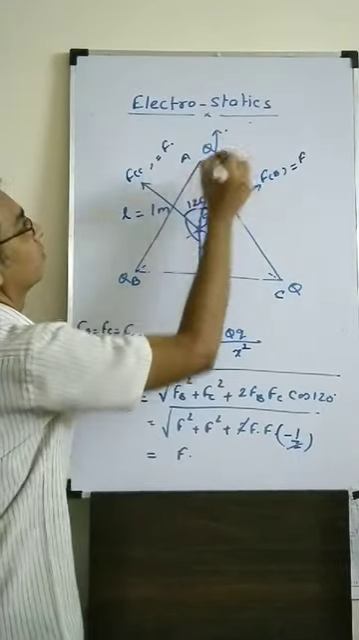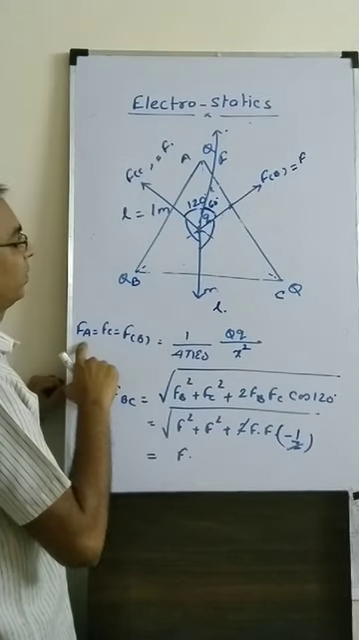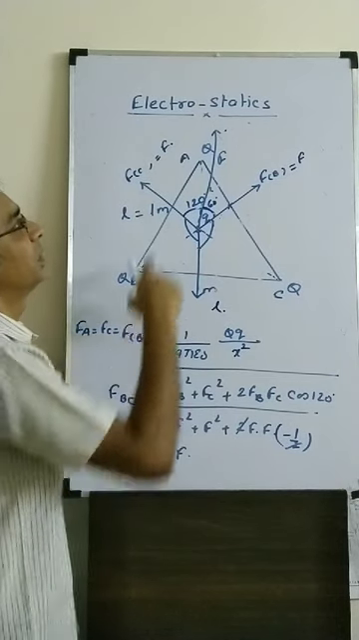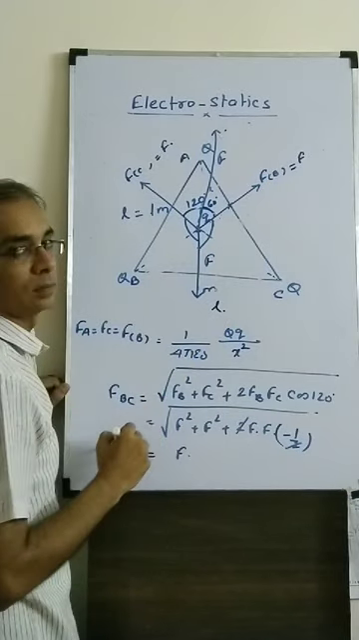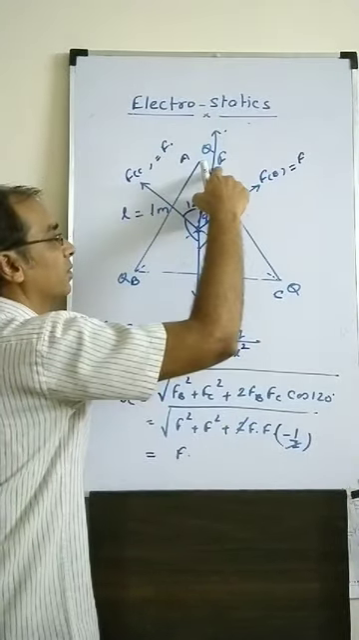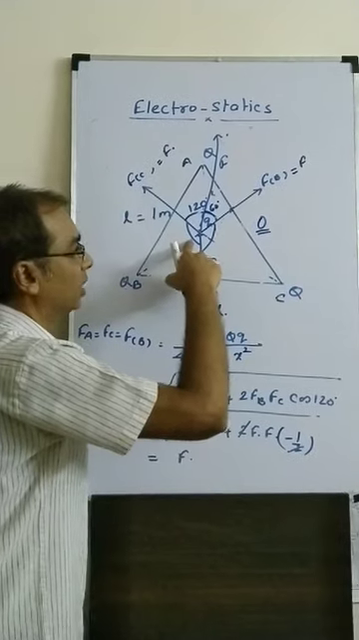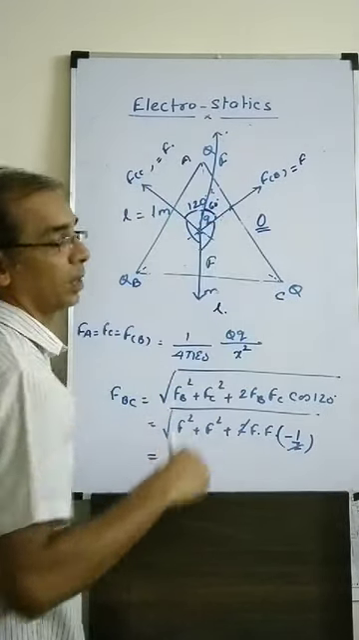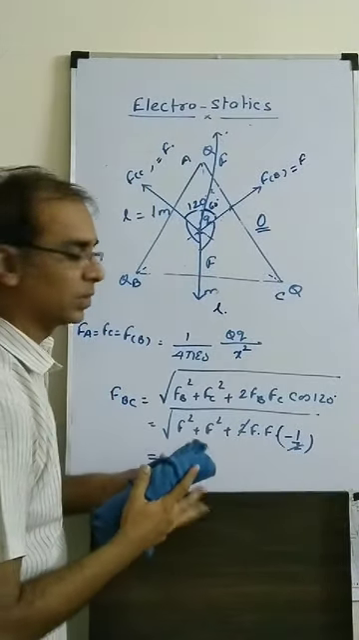So this is F. And what is this? This is FA. And what is FA's value? Same as that of FC and FB. And what we have taken FC and FB here? F and F. So that means this is also F. This is F. This is F. Then resultant is 0. So since the charge is kept at the centroid, all the charges in fact are applying the same type of force on that one, and the resultant is 0.